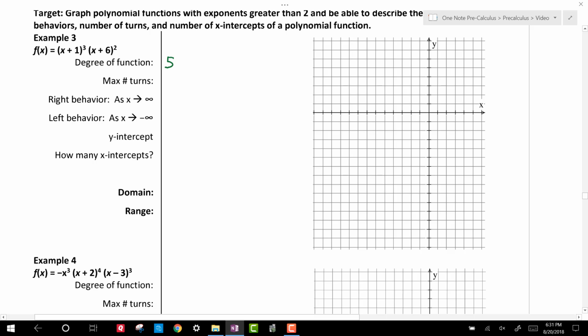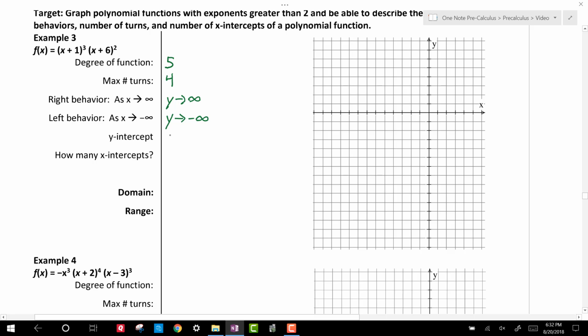The maximum number of turns on that can be 4. The right-hand side behavior, as x goes to infinity, y is also going to go to infinity because it doesn't lead with a negative. And because it's degree 5, the left side will go the opposite direction of the right side. So on the left side, as x goes to negative infinity, y also goes to negative infinity.